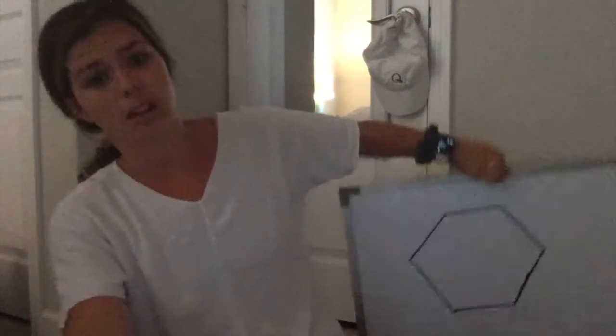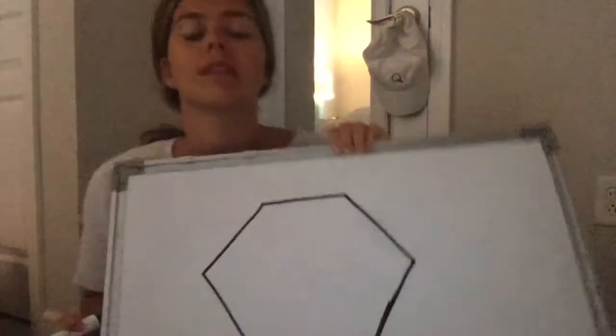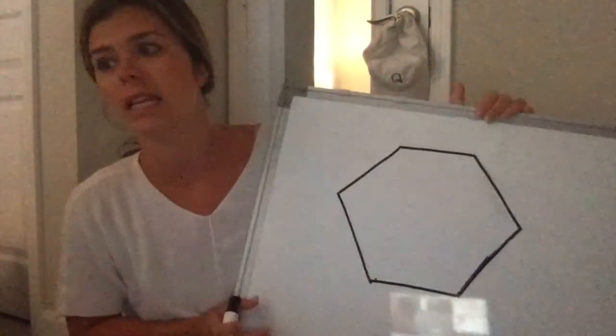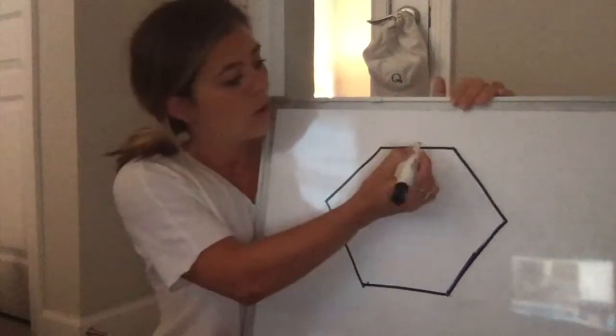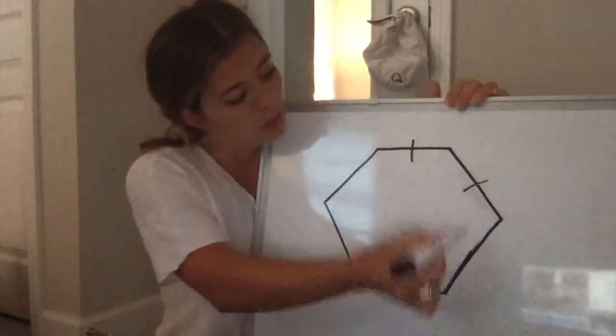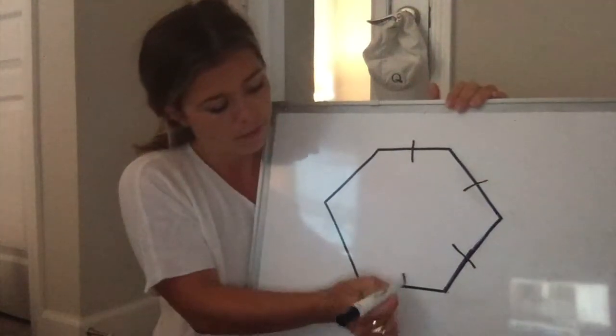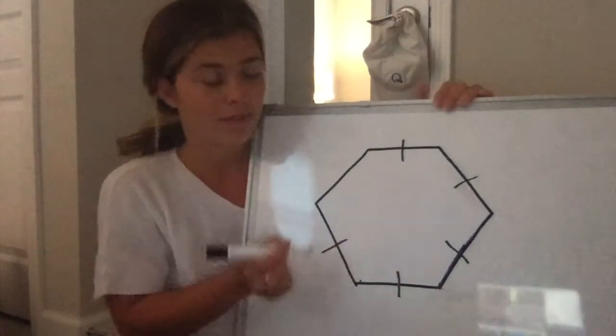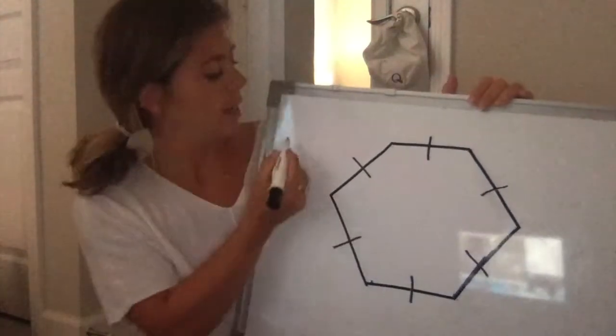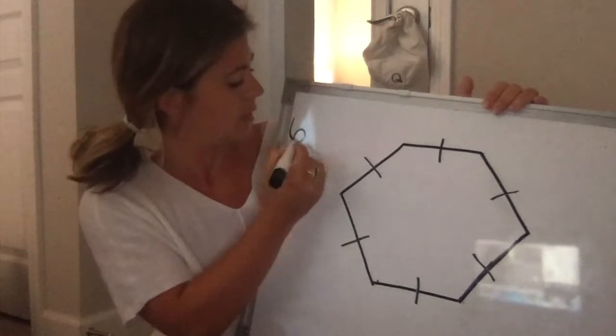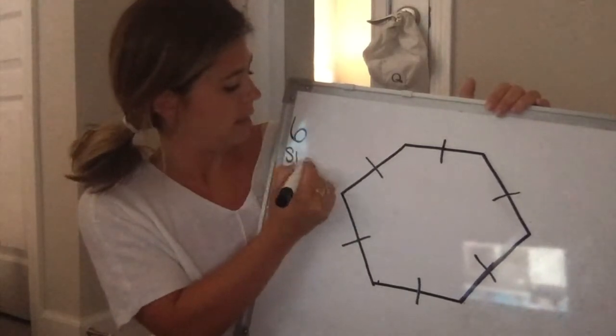So what we're going to do in math today is we're going to talk about hexagons, okay? So I drew a hexagon on my whiteboard, okay? Now, together, let's count and see how many sides there are. We ready? 1, 2, 3, 4, 5, 6. Good. There are 6 sides.